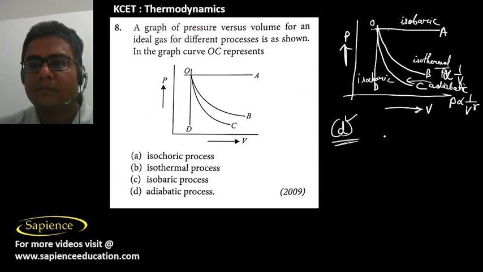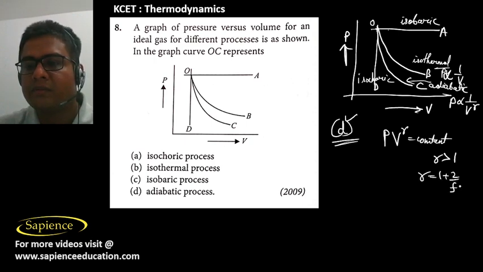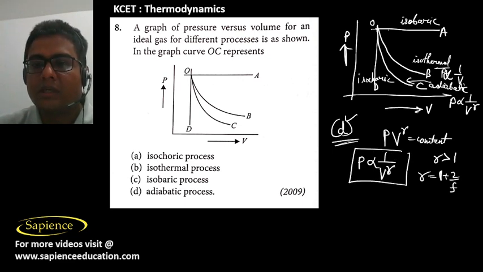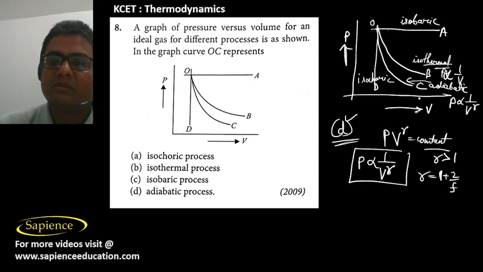Since for an adiabatic process PV to the power gamma is equal to constant, and obviously gamma is more than 1, since gamma is equal to 1 plus 2 by f. So P is proportional to 1 by V to the power gamma for an adiabatic process. So the curvature of the graph for an adiabatic process is slightly higher than the curvature of the graph of an isothermal process.